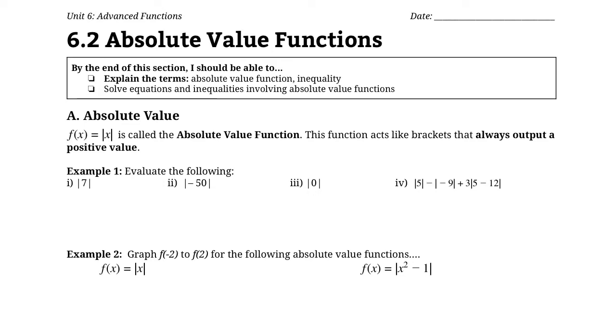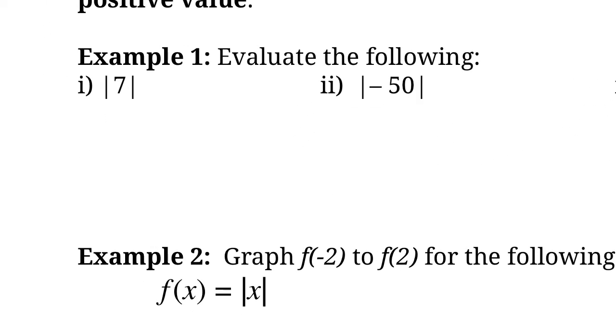So absolute value functions, what they are. Let's start off with just what is an absolute value. Absolute value just refers to the positive value of an expression. For example, the absolute value of 7 is just the positive value of 7, which comes out to 7. Easy. The absolute value of negative 50 is just the positive value. So we basically take away that negative sign. So it's going to just be 50.